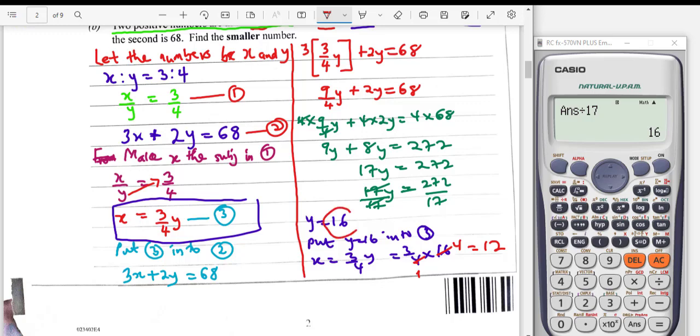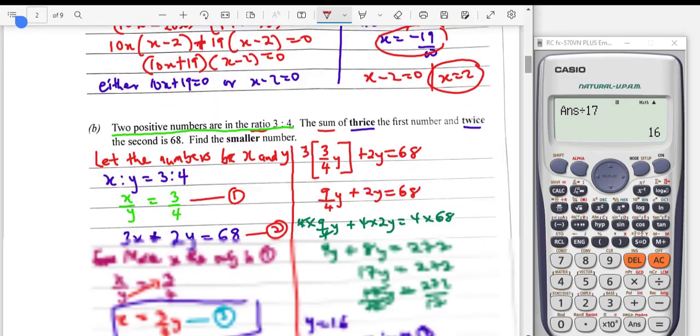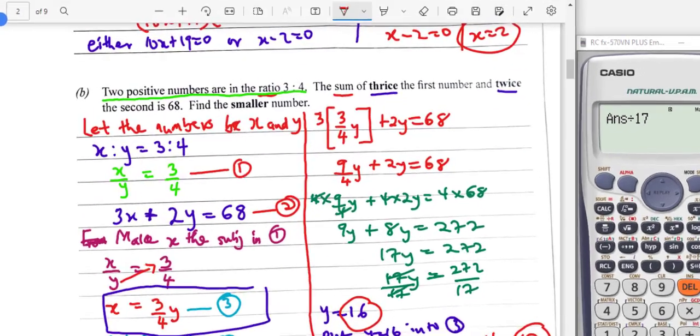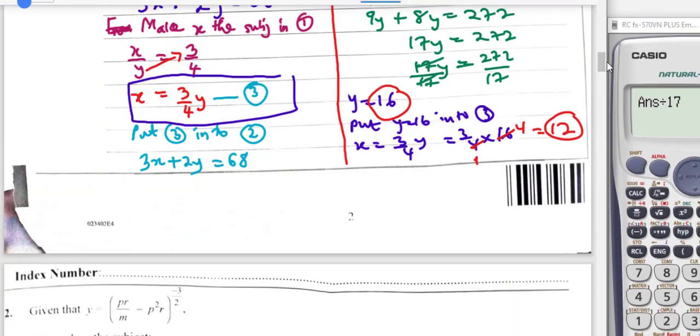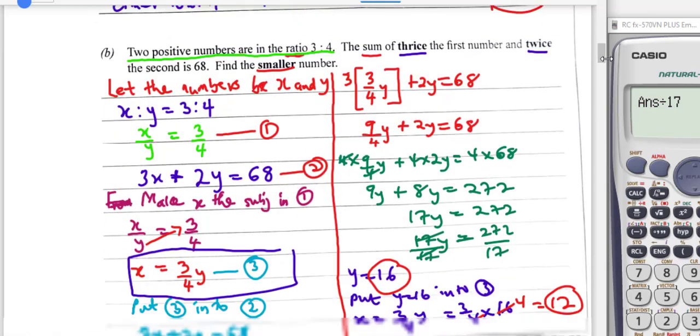So 16 and 12, which of the two is smaller? That's what the question asked. It said to find the smaller number. So therefore, the smaller number is 12. All right, so that is that. So the correct answer is 12. That is the smaller number here.